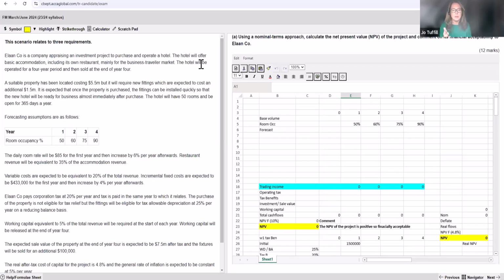They're selling hotel rooms and they're selling meals in a restaurant. So they have basic accommodation and a restaurant. The hotel will be operated for a 4-year period and it's then going to be sold at the end of the 4 years. Now that isn't really reality, but they're telling us that. A suitable property has been located.